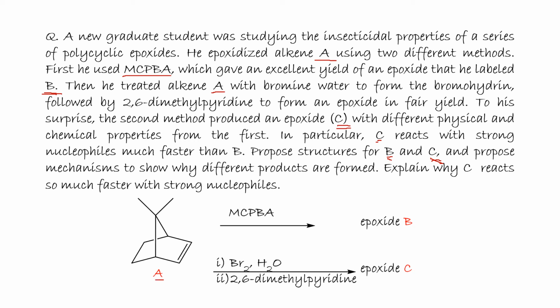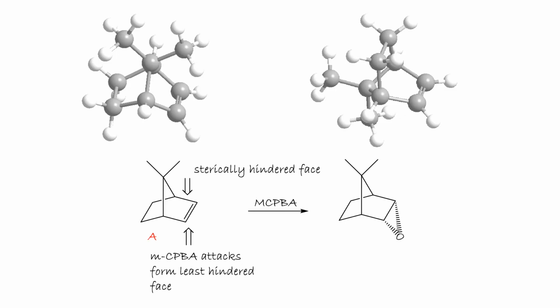Here is the alkene A. With meta-chloroperoxybenzoic acid it gives epoxide B, and with bromine water followed by 2,6-dimethylpyridine it provides C. B and C are different, and C reacts much faster with strong nucleophiles. The only functional group we have here is the alkene, a double bond.